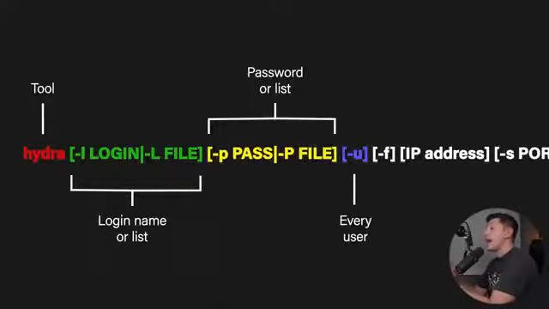-u, this will try every username for each password. If we have a small username list and a large password list, this could dramatically reduce the time it takes to find the correct password. -f is pretty simple. It tells Hydra to stop trying to find passwords once the first match is found.